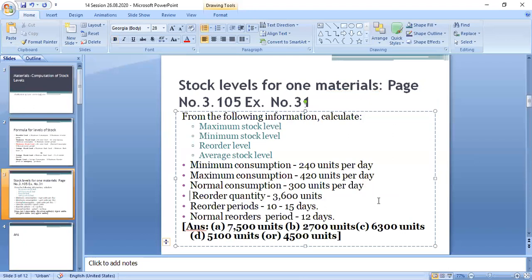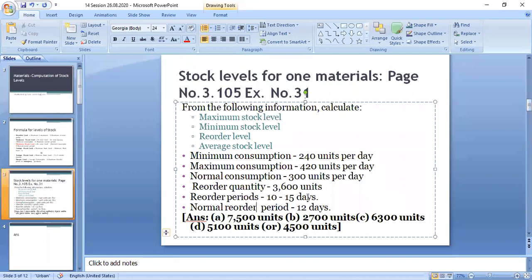Reorder period, 10 to 15 days. They are simply giving 10 to 15 days. Normal reorder period, that is 12 days. So this is an answer. This is available in your book also, but the question paper does not give this answer. Okay. Right. So now we can go with the answer.